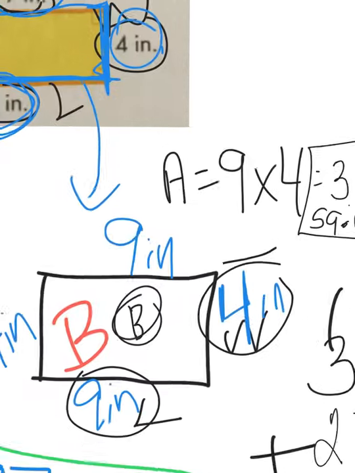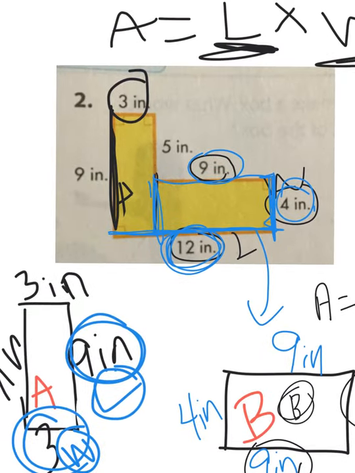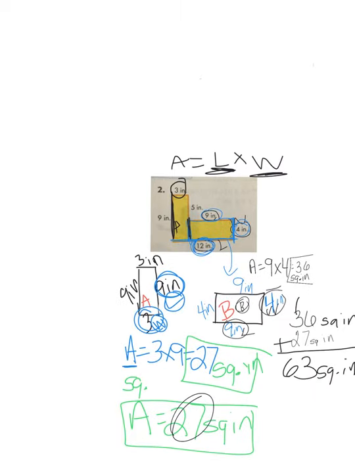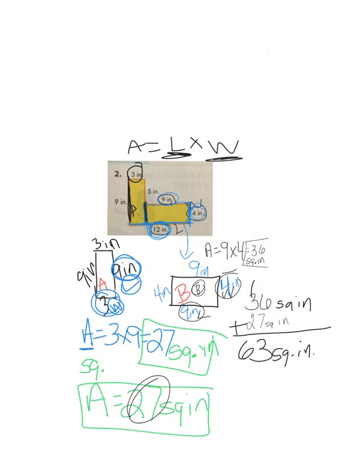Just remember, the key is separate the two shapes and then redraw them a lot neater than I did. Redraw them as separate shapes with separate measurements. Find the area for each one. Add them together. Okay? Thanks.